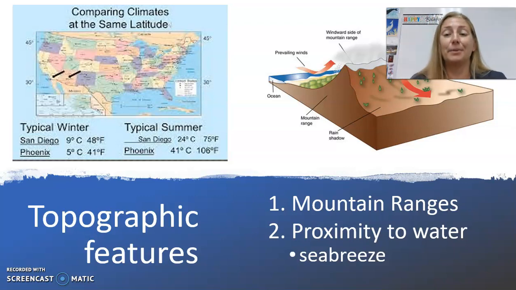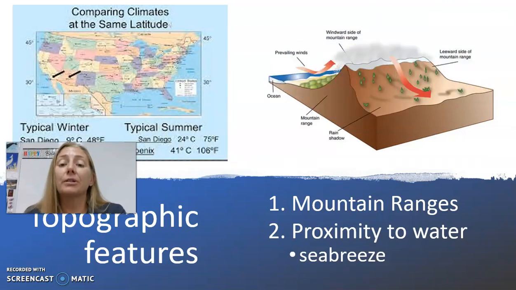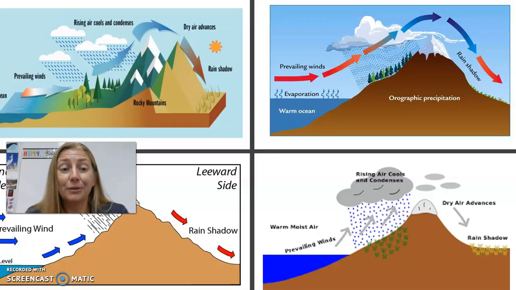So that's all I want to say about proximity to water. And then the other one on this slide is mountain ranges, which is what you're seeing in the picture here on the right. You are looking at something referred to as the rain shadow effect, and I'll explain it in just a second. Here are 4 more pictures, all showing the rain shadow effect in some way, shape, or form.